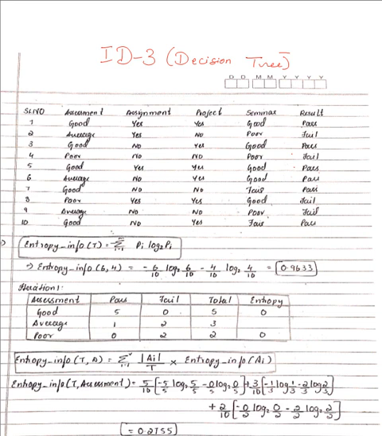Okay guys, so here in ID3 what we do, we have to compute the entropy of the target attribute, that is the result. First, we have to count the number of passes and fails given in this last column. So if you see this result, this is the target variable, that is the output variable we are going to predict.